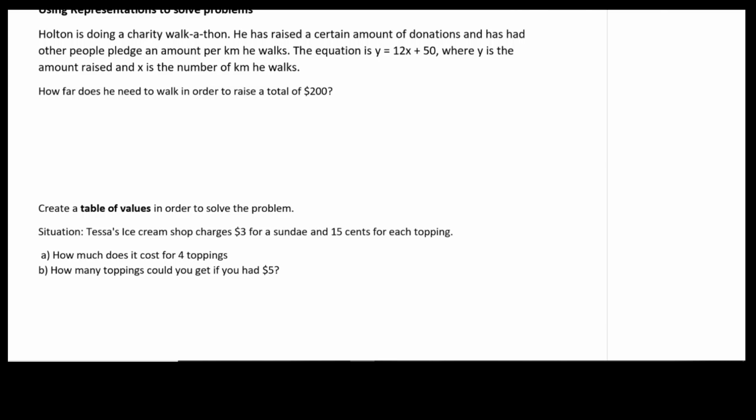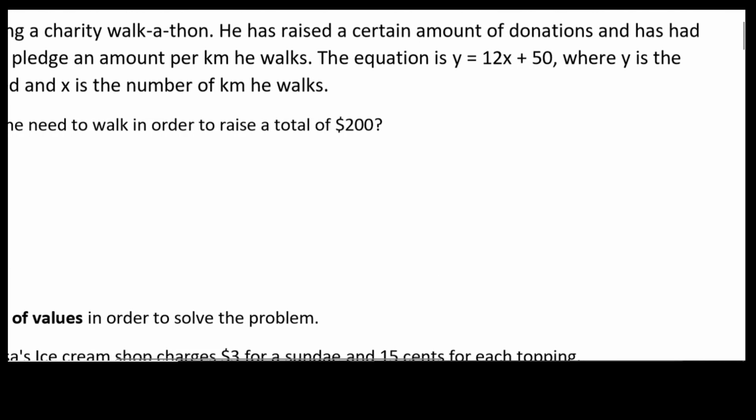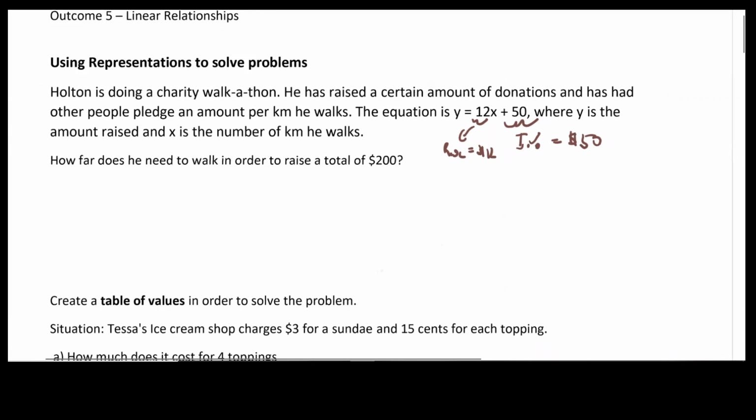So I just want to take a second and break down what that means. The initial value is the 50. That would be the amount that he's already raised. So that's the cash that he has in hand already. And then the rate of change is that 12. And that would be the pledges that he's gathered. He's earning $12 every kilometer he walks.